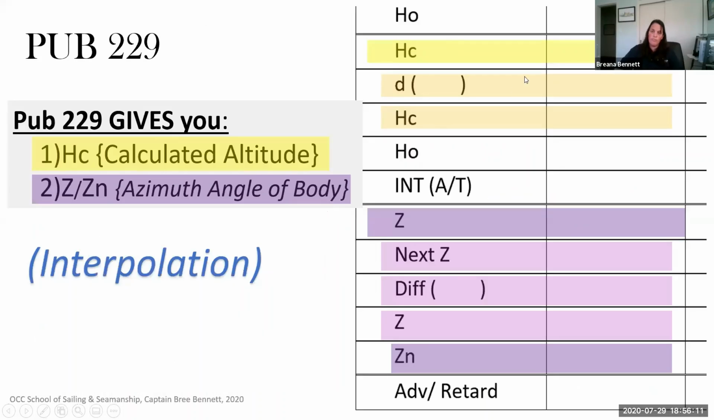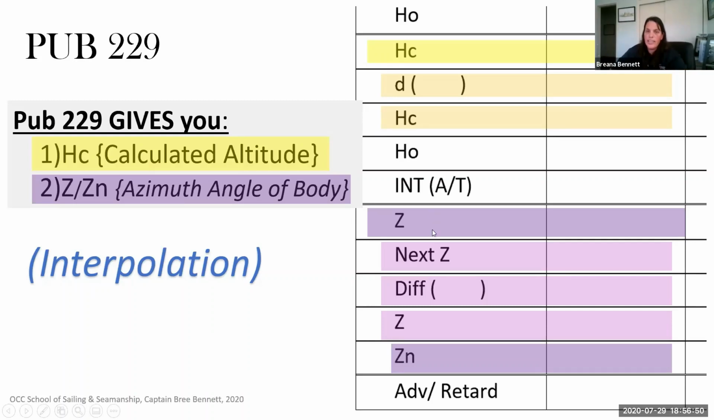Okay, so this is going to be our interpolation formula, if you will, and this is part of our site reduction. So we go in with our first HC, and then we put in our little D, and then we get a calculated HC. And we're going to do an example of this. And then we compare it to our HO, which is what we calculated using the Nautical Almanac. And that's where we can get our intercept.